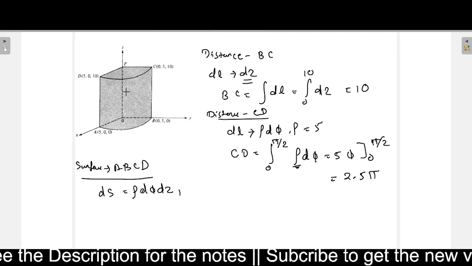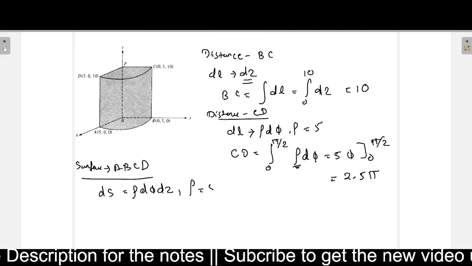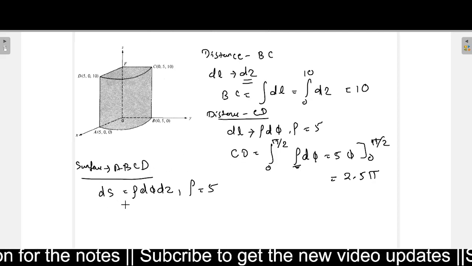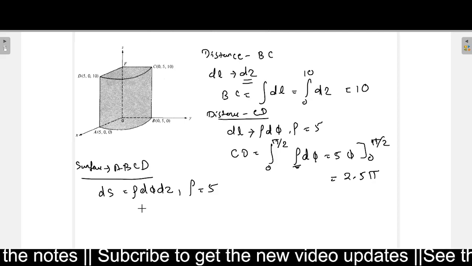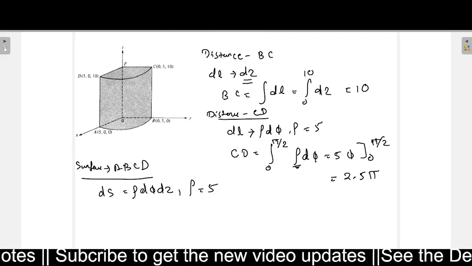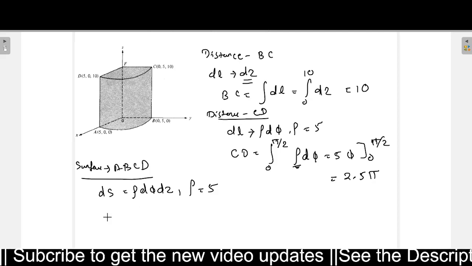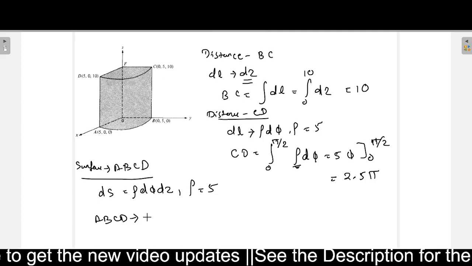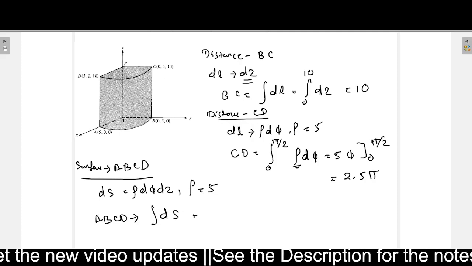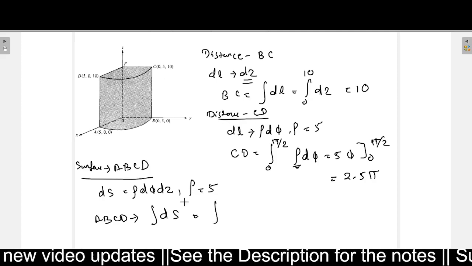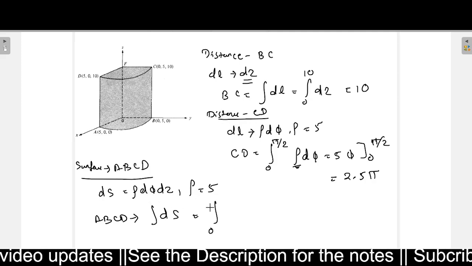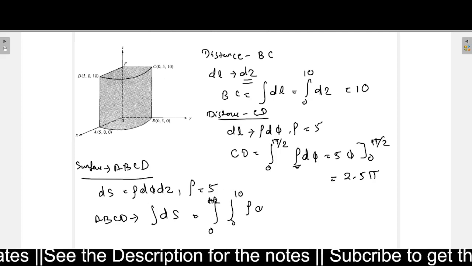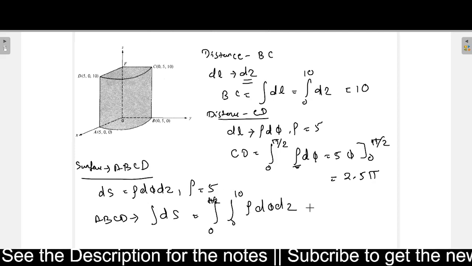And on this surface what is constant? Rho is constant, that is equal to 5. So here we have to do the double integration. For the double integration, the surface area of ABCD is the integration over ds, which equals the double integration with limits for phi and z: 0 to pi by 2 and z from 0 to 10, of rho d phi dz. This will give you the area.